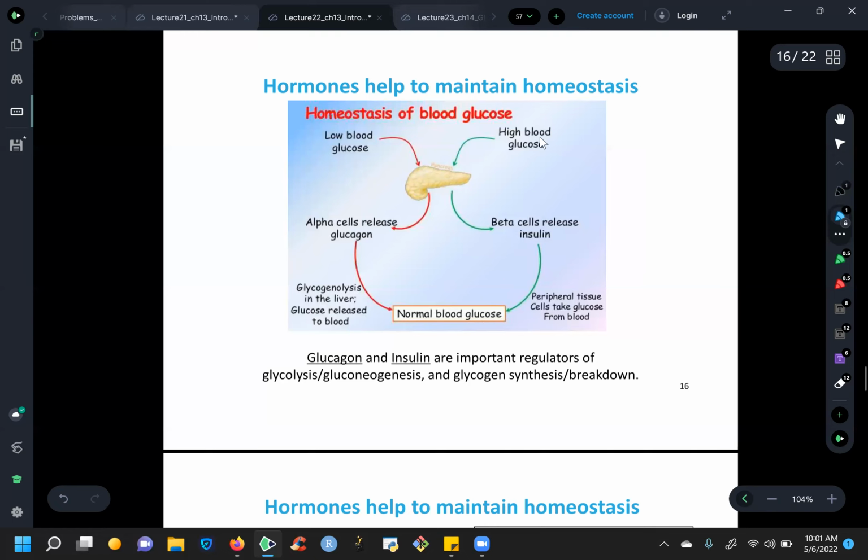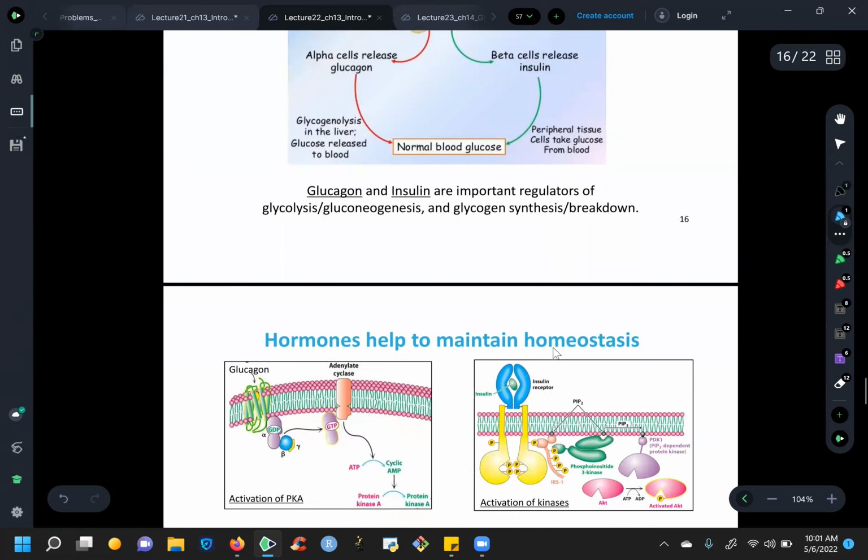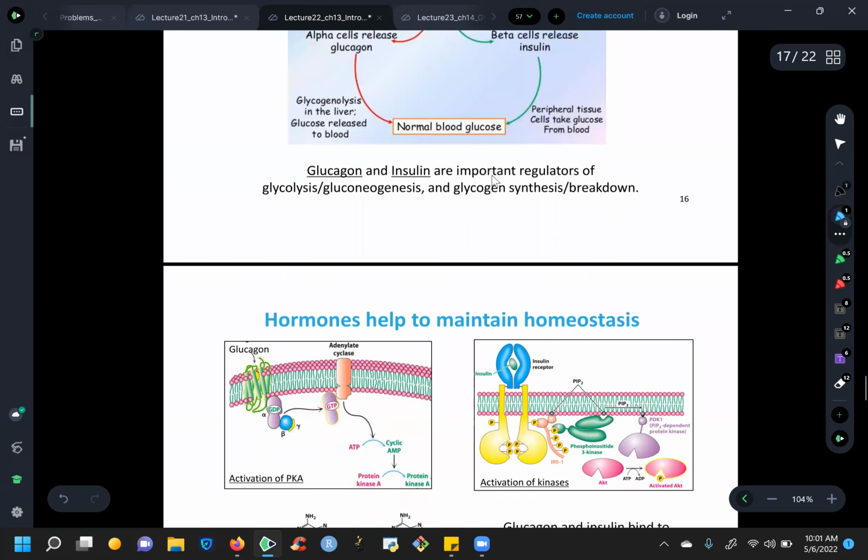So over here, low blood glucose is like when you haven't eaten all day. High blood glucose is when you just ate. So then the beta cells release insulin, and then peripheral tissue cells take glucose from the blood. So I would make a flashcard for both of these, glucagon and insulin. I'm pretty sure they'll probably be on the final.